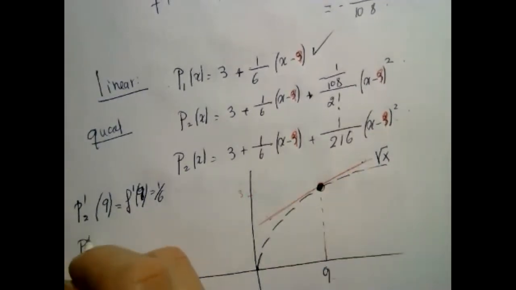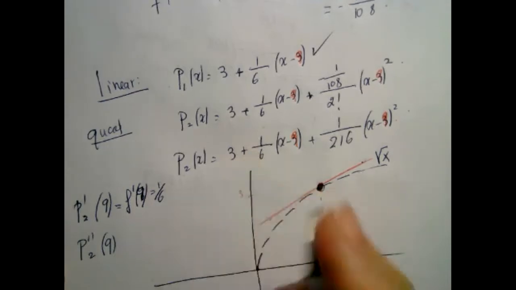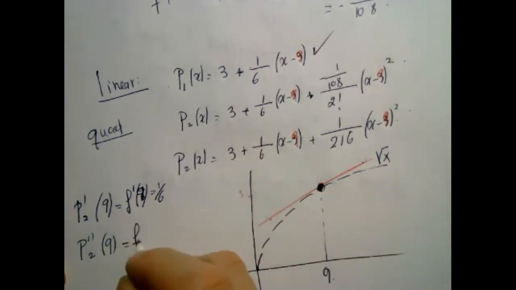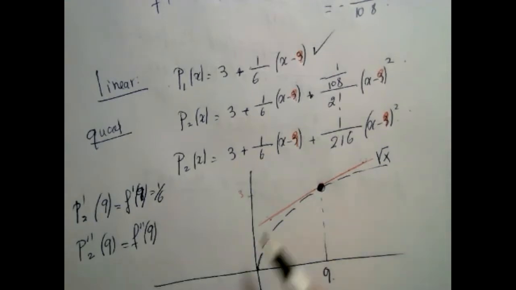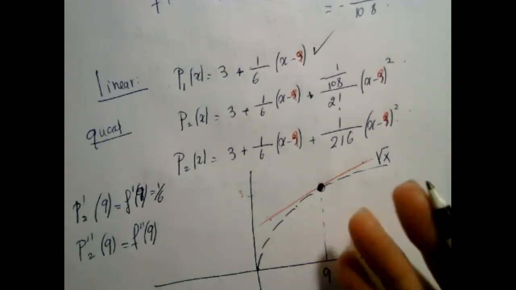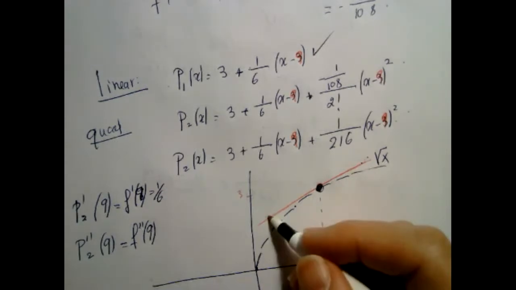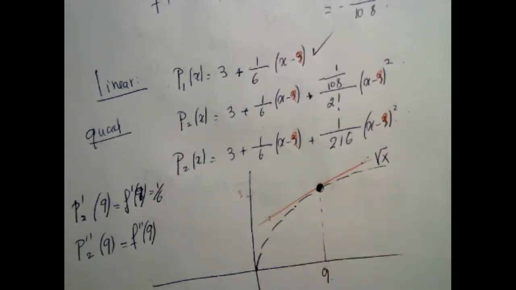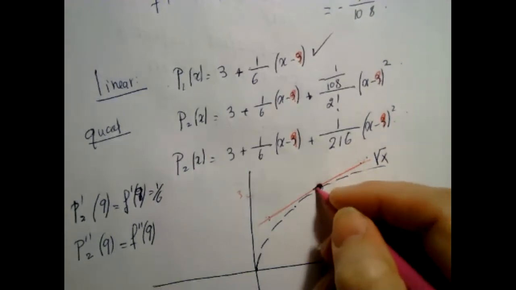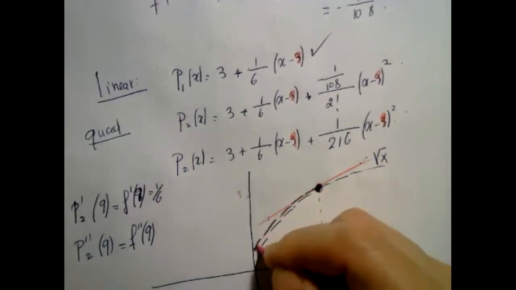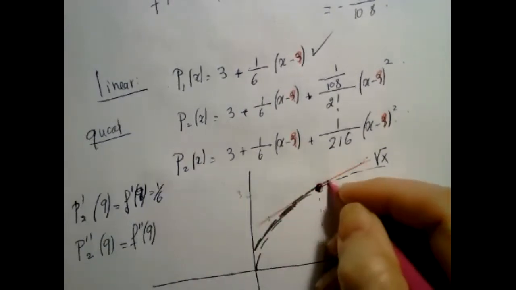The other property it will have is that if we find its second derivative, it will be the exact same thing as the derivative of the original function at 9. It means it will have the same concavity. So basically you have a parabola that's tangent to the function with the same concavity. The only thing you want to know is that it's going to look something like this.